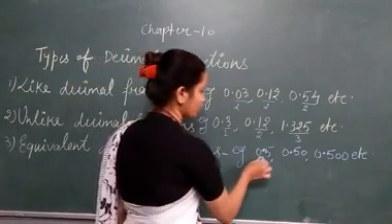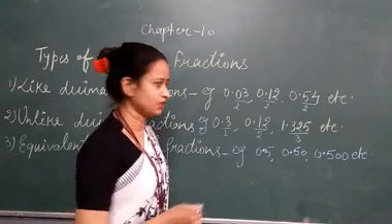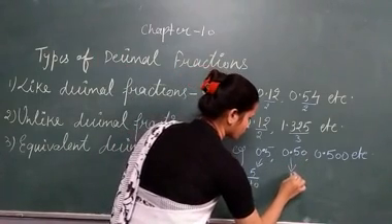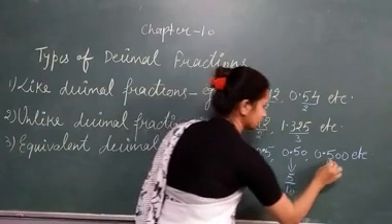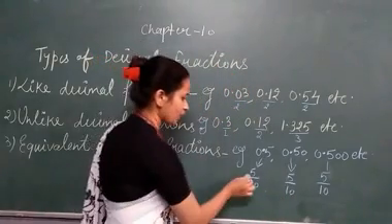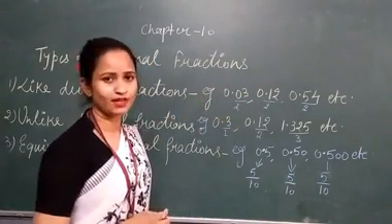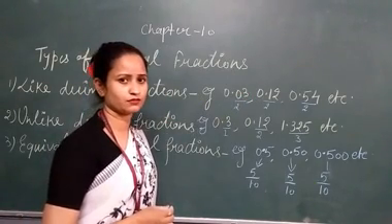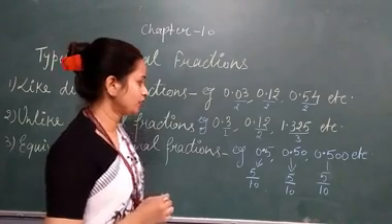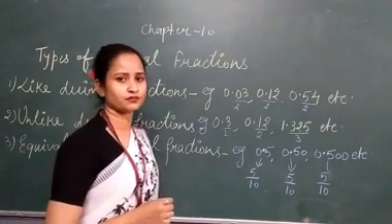We can see all are having equal value. This one is equal to 5.10, this one is also 5.10, and this one is also 5.10. We can see all are having equal value. That's why it is called equivalent decimal fractions. If fractions are equal in value, that is called equivalent fractions.